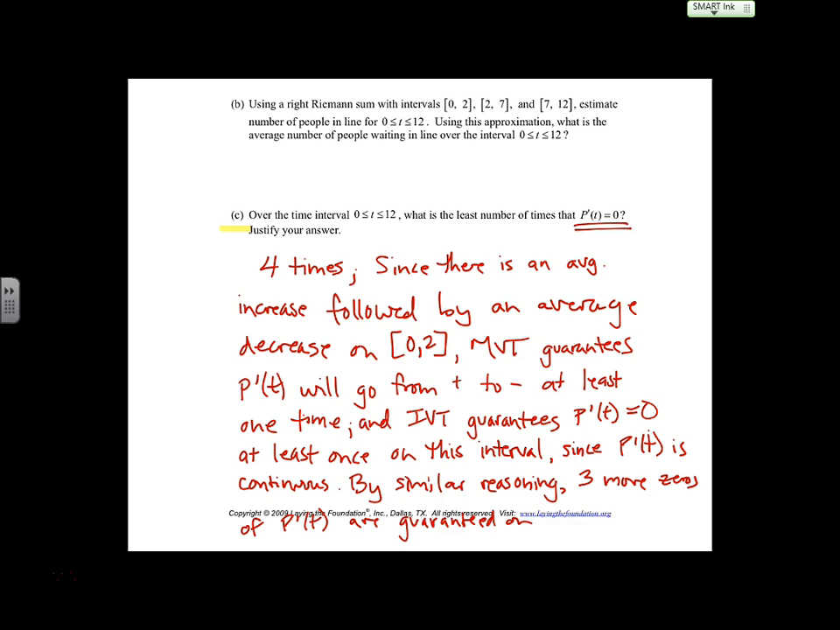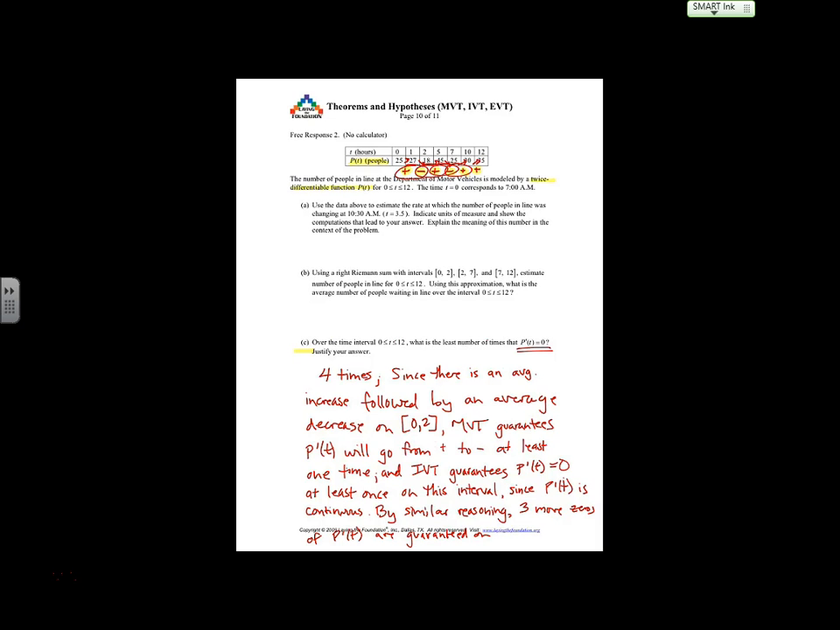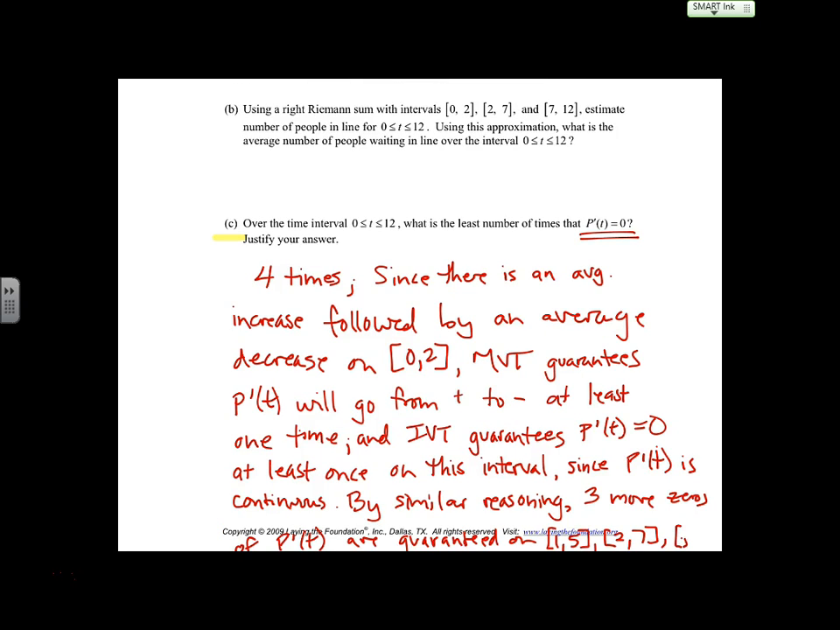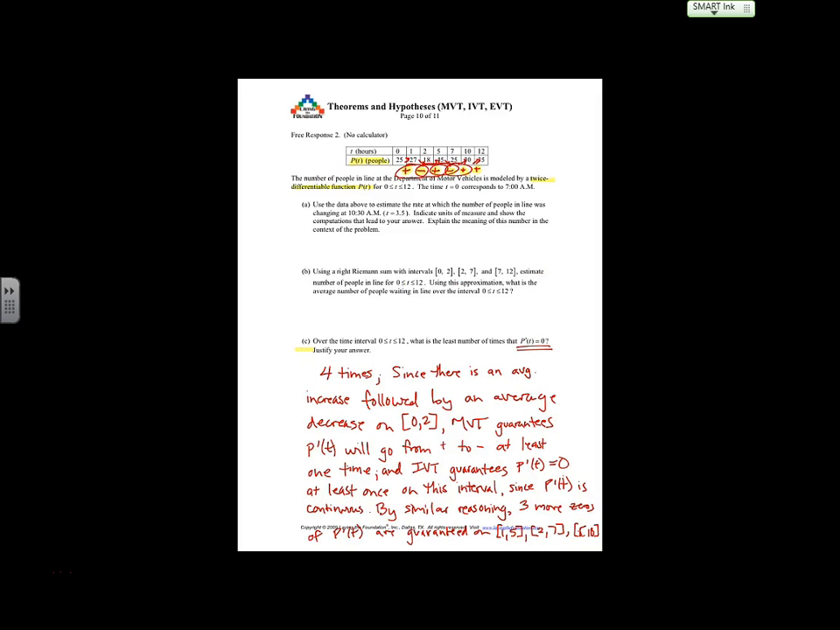On, and we just have to get our intervals. So that was 0 to 2, then we have 1 to 5, 2 to 7, 5 to 10. It was from here to here, here to here, here to here, and here to here. There we go. Because it was every other.